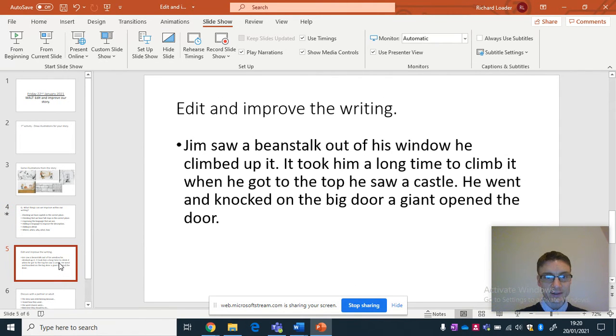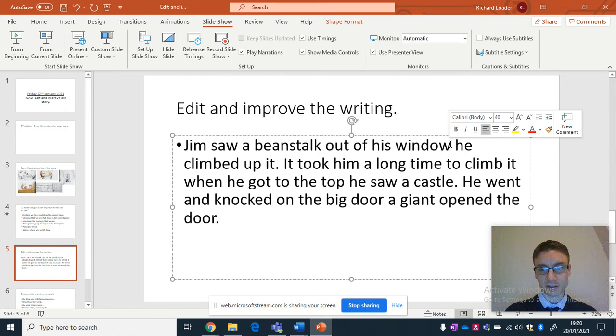So if you have a look at this: Jim saw a beanstalk out of his window. He climbed up it. It took him a long time to climb it. When he got to the top, he saw a castle. He went and knocked on the big door. A giant opened the door. Okay, now hopefully you can hear from me reading it that some places we're missing a full stop, aren't we? So it was me rushing through because there were no pauses for me. So Jim saw a beanstalk out of his window. Well, that first sentence is quite good actually, because it says where he saw it. So I'm going to put a full stop after window.